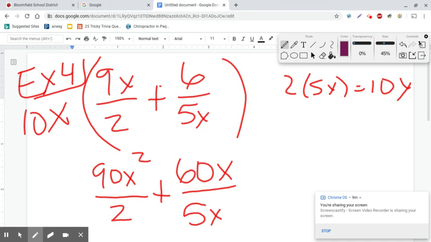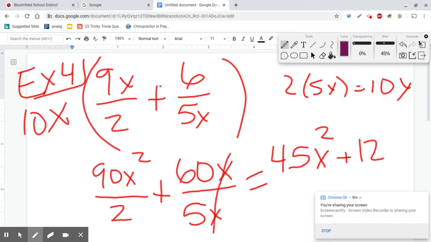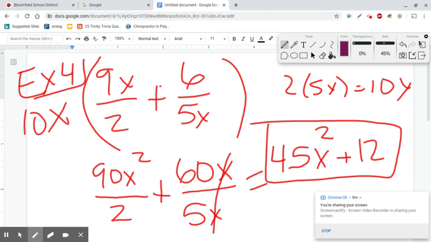Now all we're going to do is divide, okay? 90 divided by 2 gives us 45. We can't do anything with the x squared, so we're going to keep it there. 60 divided by 5, guys, gives us 12. And your x's cross out. This is your answer. All right, guys, so those are the 4 examples that we have for today.